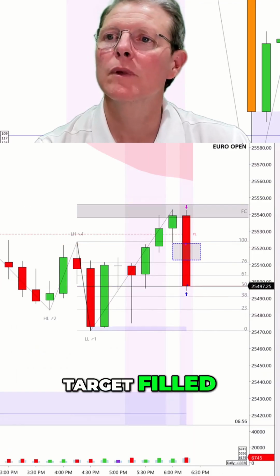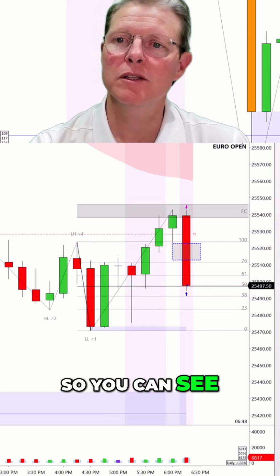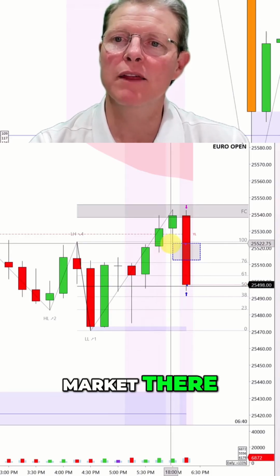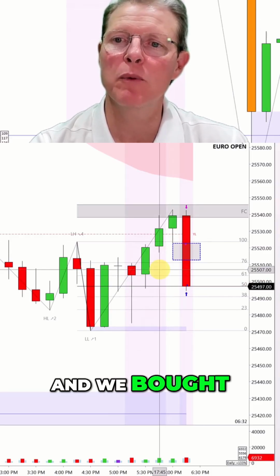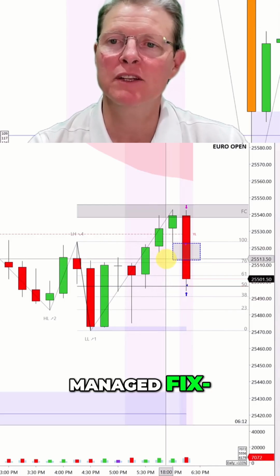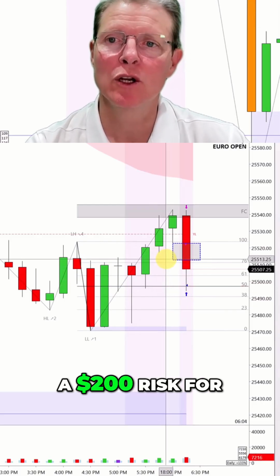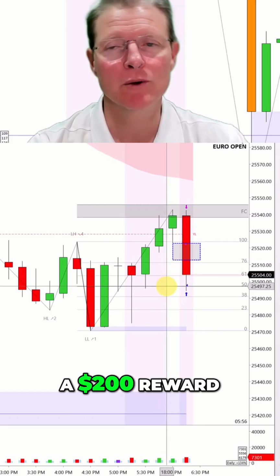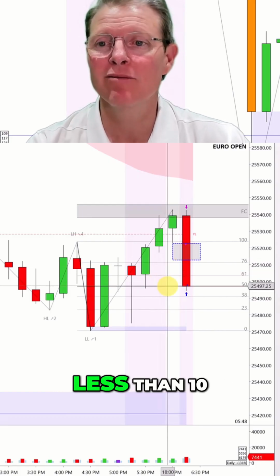Target filled. So there we have it. You can see here, we entered the market there. So we sold there and we bought back down here. We get to keep that profit there. And that was a managed fixed risk trade. That was a $200 risk for a $200 reward. And that took less than 10 minutes to pay.